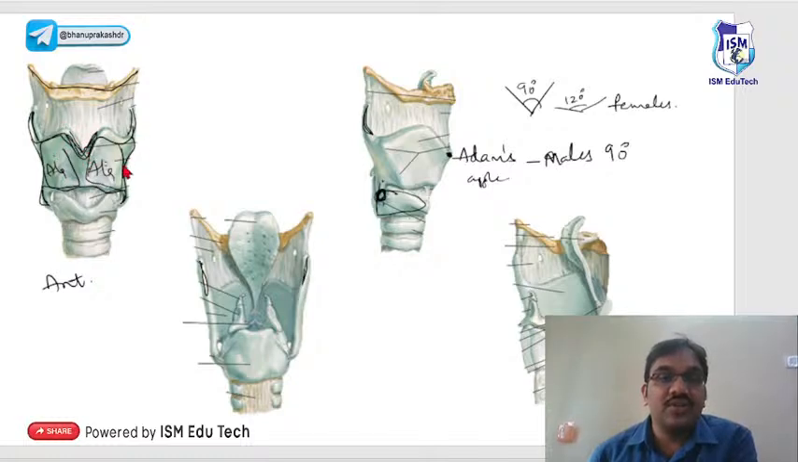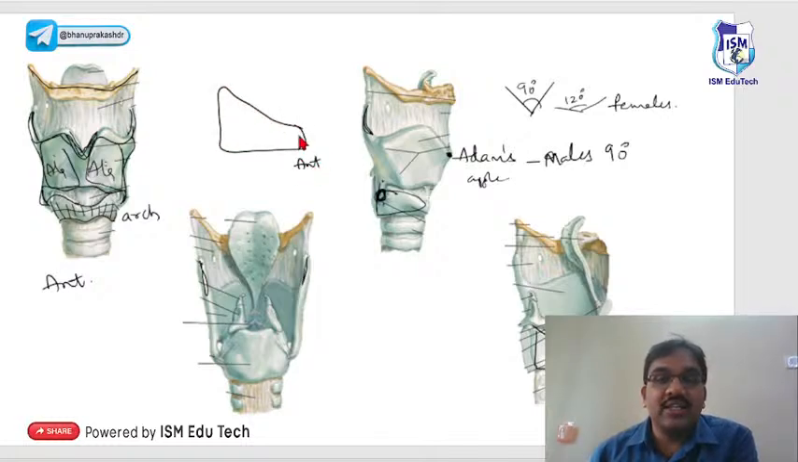So first of all, you know about the thyroid, and now come to the cricoid. You can see the cricoid cartilage lying over here. It is very thin anteriorly. Anteriorly, this cricoid cartilage is very thin. We call it the cricoid arch. If you see from the side, see how it is ascending. The width of the cricoid cartilage will be ascending if you go from anterior to posterior.